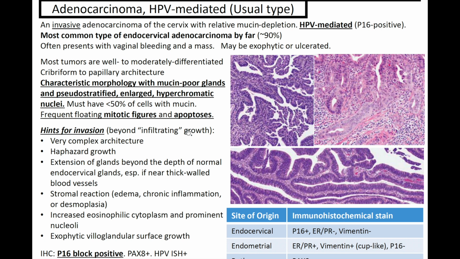For IHC, adenocarcinoma is going to be P16 block positive as it is HPV-mediated. It's going to be PAX8 positive and HPV in situ hybridization positive. So some IHC to differentiate the location: endocervical is often P16 positive and ER/PR negative, Vimentin negative. However, if it's endometrial adenocarcinoma, it'll be ER/PR positive, Vimentin positive, CEA cup-like, and P16 negative. And both can stain for PAX8.